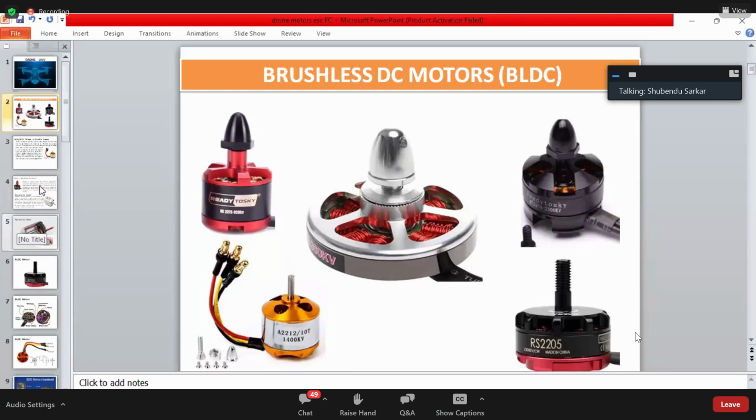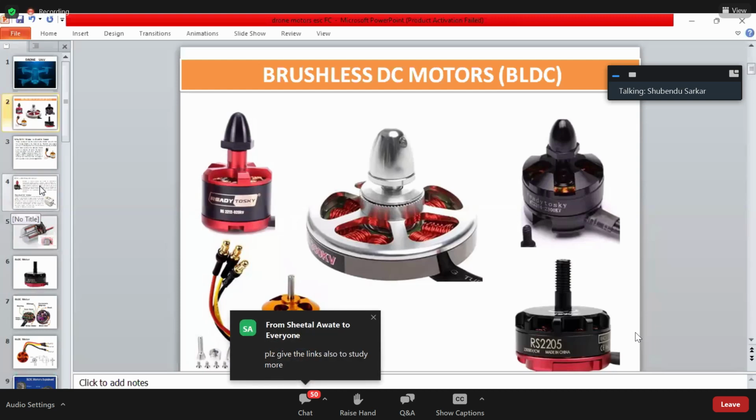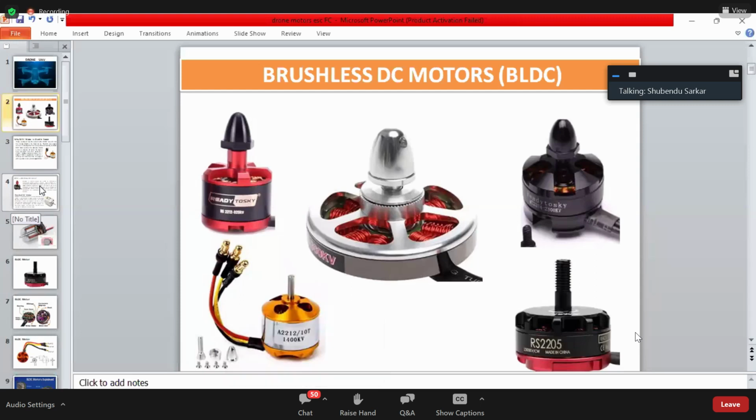Please give the link of the study material. Yes, definitely. We will provide the link, and we are going to conduct some summer training also. At that time we are going to elaborate each and everything, how to create these windings, the RPM control, and stacking of these things. That's going to be a much deeper concept.